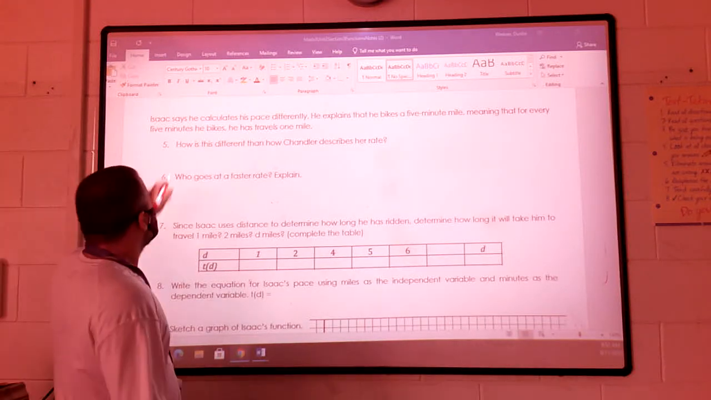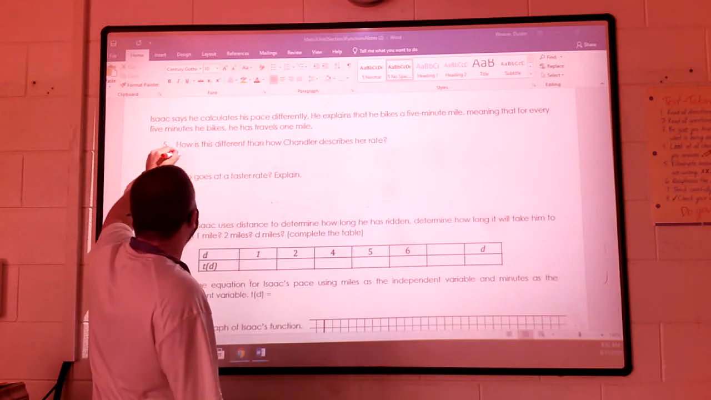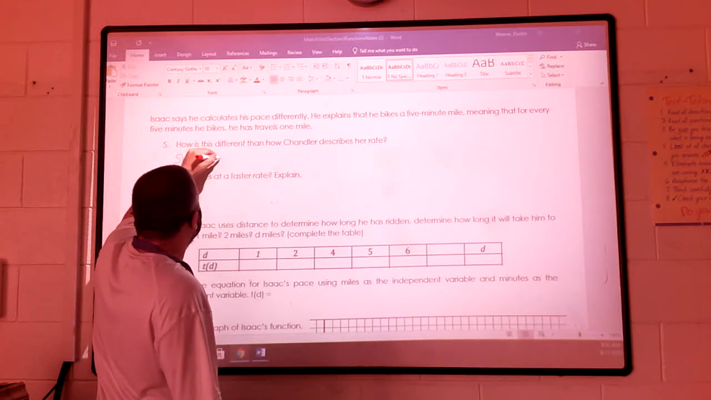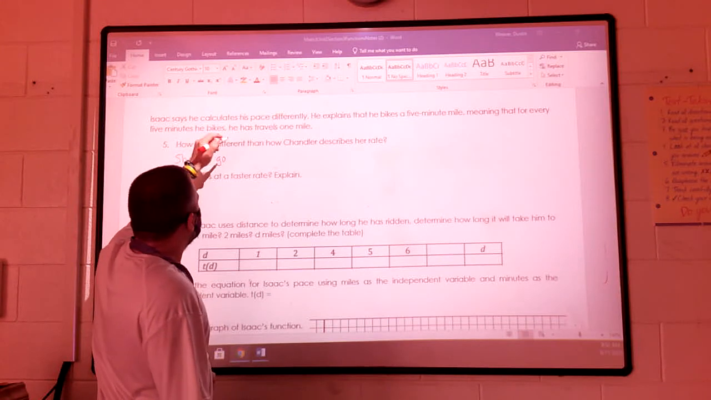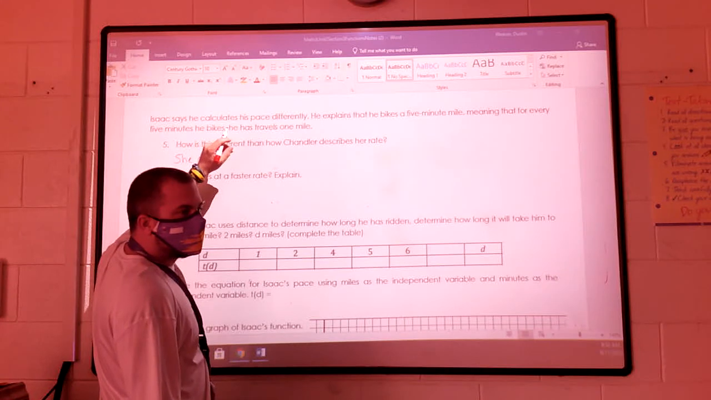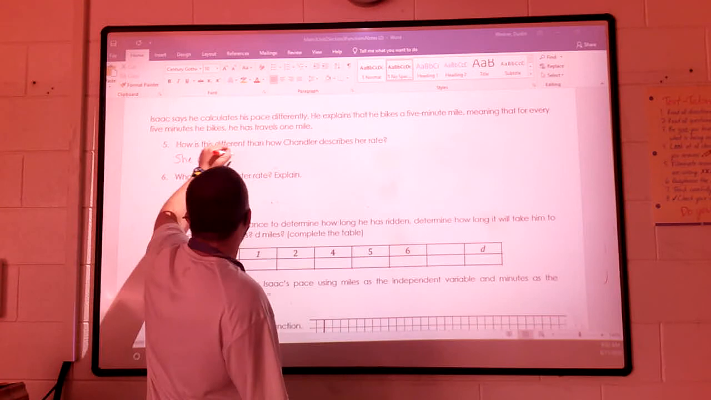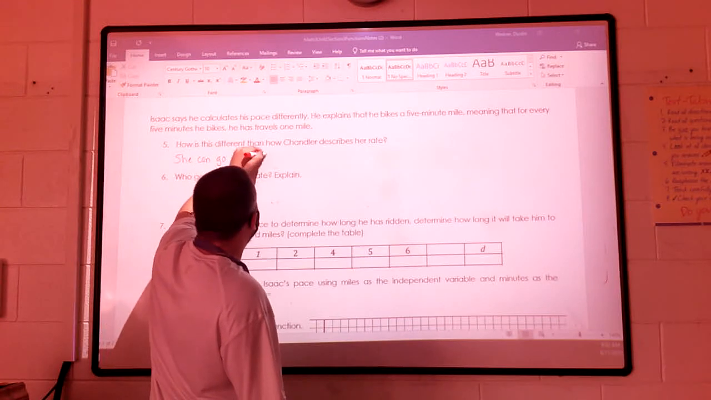So Chandler says that she can go... what did she say at the very beginning? 12 miles in 60 minutes. Chandler says she can go 12 miles in 60 minutes, right?